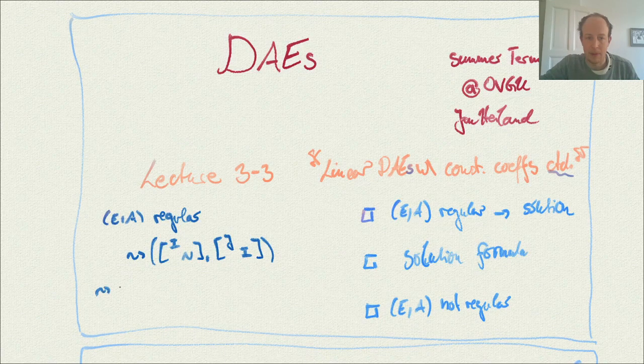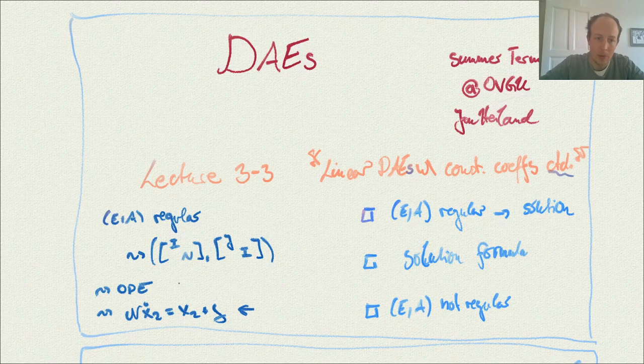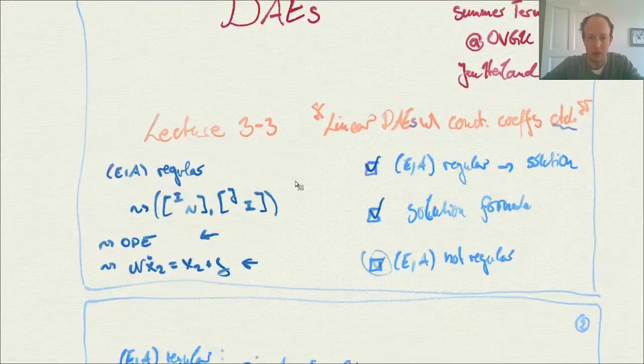And then this will turn the DAE into an ODE and into a very particular x2 plus f, and that's what we will consider today. Since an ODE is easy, we will show that this has a solution. So we will see that if (E, A) is regular, there's a solution to the DAE with this matrix pair. Then we will have a solution formula. And then we will have a little look at what happens if (E, A) is not regular. What can we say about the solution?